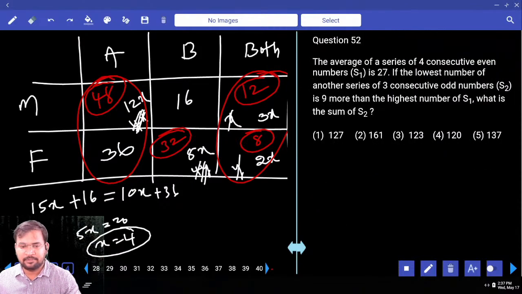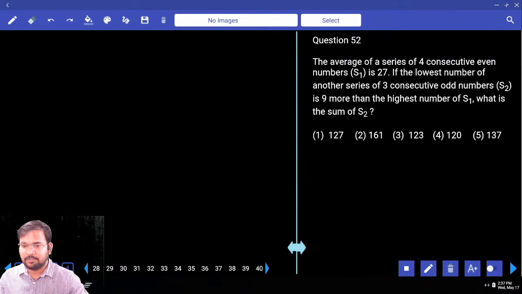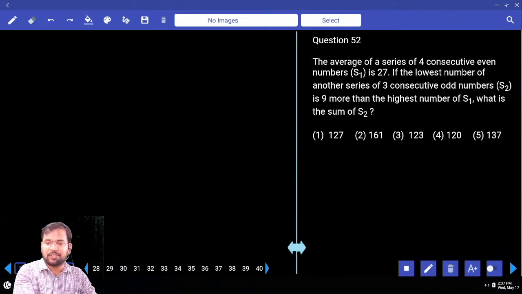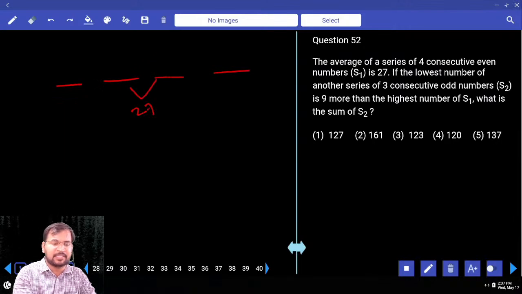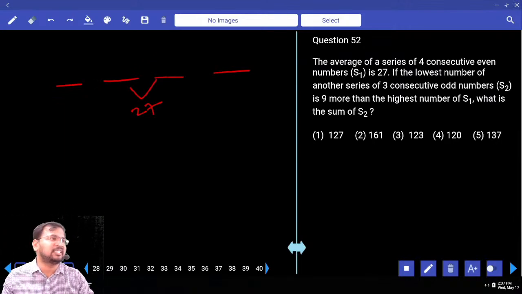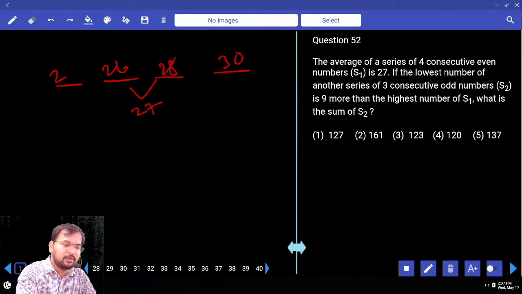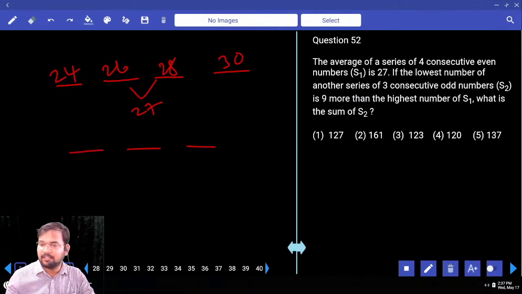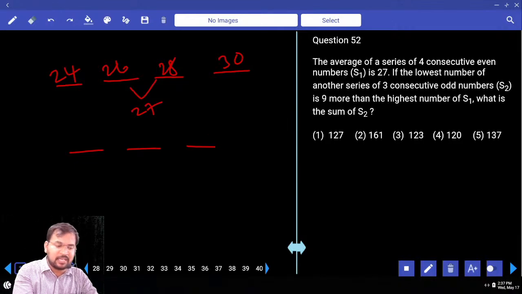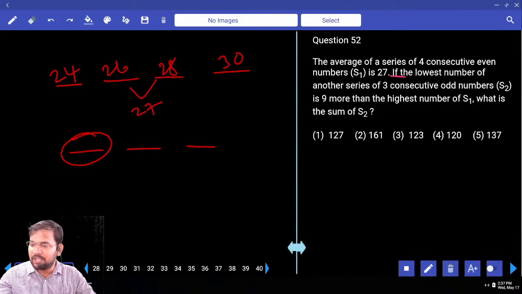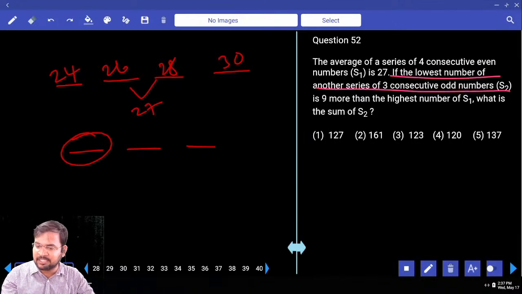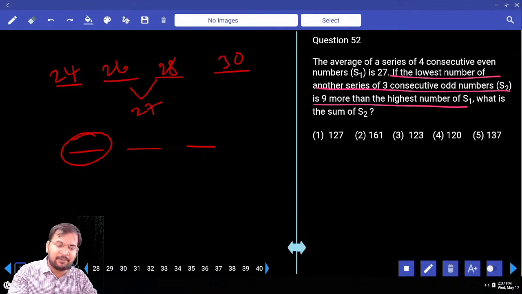Next question, number 52. The average of a series of 4 consecutive even numbers is 27. With 4 numbers there is no middle number, but the average is of the middle 2 numbers. If this is 27, then the numbers are in sequence. Now another series is there. The lowest number of another series of 3 consecutive odd numbers is 9 more than the highest number of series 1.